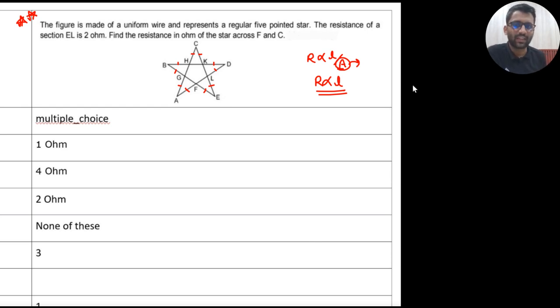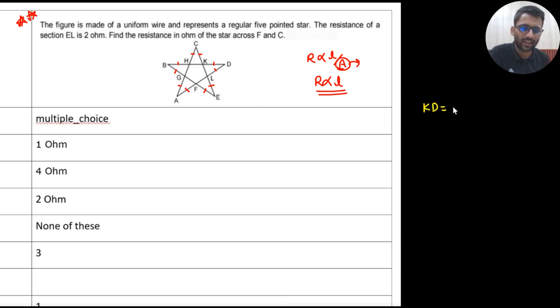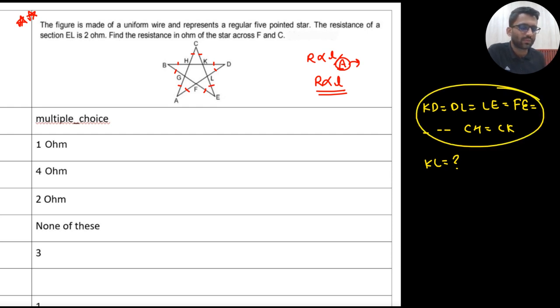All these are equal. That means KD, DL, LE, FE, all these are equal, and so on. It will keep on going. CH and CK. But what will be the length of KL? Because you know the resistance of EL. EL is 2 ohm, so all these resistances you also know. This will be 2 ohm, 2 ohm, 2 ohm, all these are 2 ohm.